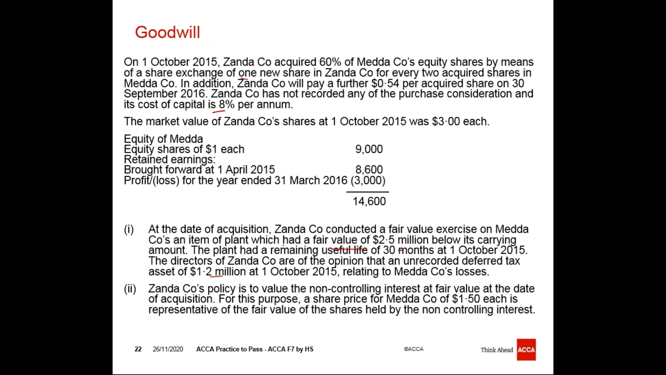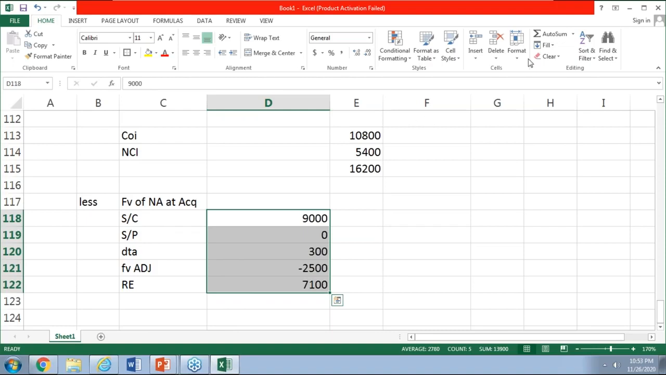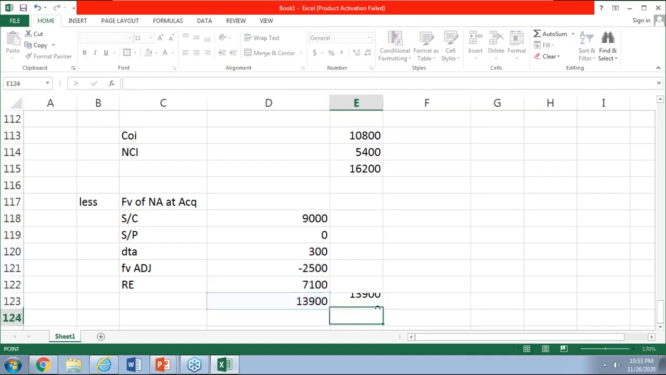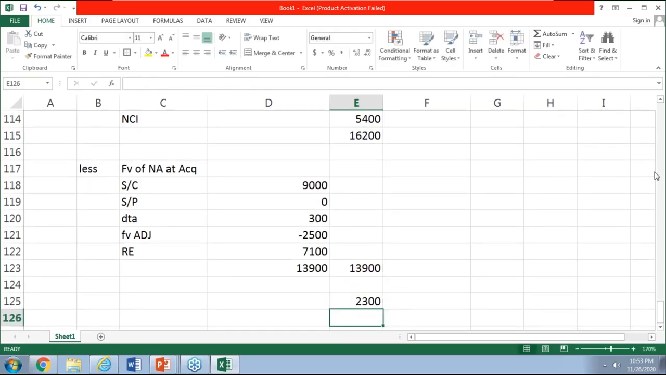What about the retained earnings? We have acquired the shares in October, and we have been given the retained earnings on 1st April. April, May, June, July, August, September. So 6 months profit should be adjusted here. In the post-acquisition period, there's a loss of 3,000 for the year. For the half year, it will be 1,500. So retained earnings at acquisition will be 8,600 minus 1,500. Now by adding these figures, we get the fair value of net assets. So the goodwill at acquisition will be the difference between these two figures. So it will be 2,300 goodwill.